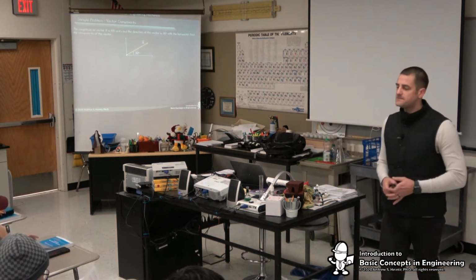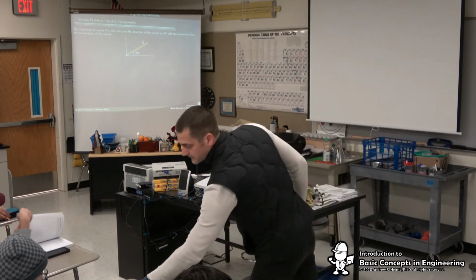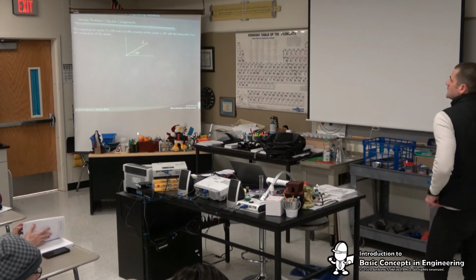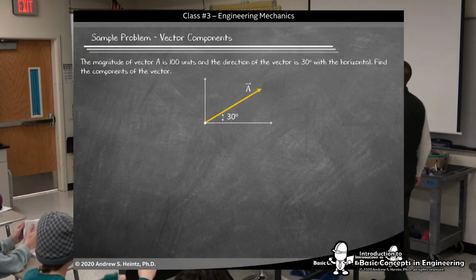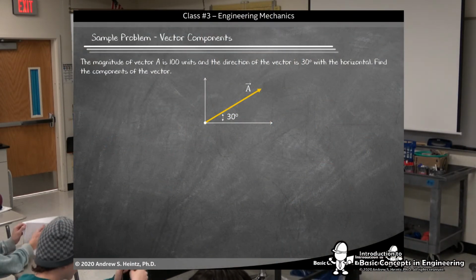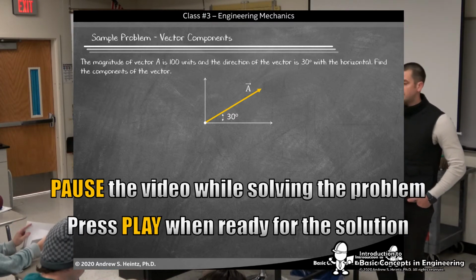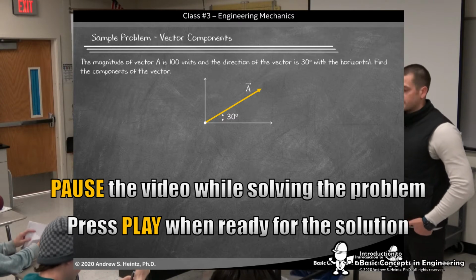All right, so if we could please practice this by going to vector components, which I forget which page that's on. That one right there, yep. So that is on page 9, please. The magnitude of vector A is 100 units, and it's 30 degrees from the horizontal. Please find the x component and the y component of this vector.